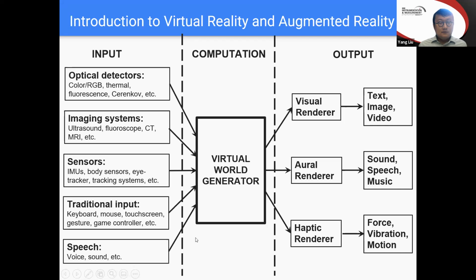With those inputs, the data can be processed on a computing platform, whether it's an embedded system, on the cloud, or on the edge, and you can generate the virtual world, which can be rendered in 3 different ways. The most common way is a visual renderer, which gives you videos, images, or text. In the medical domain, we use this a lot. An audio renderer can give you sound and speech, which can also be helpful. A haptic renderer can also be useful in the sense that it can give you feedback for force, vibration, and motion. This can be very helpful for simulations, robotics, and other types of AR and VR applications.